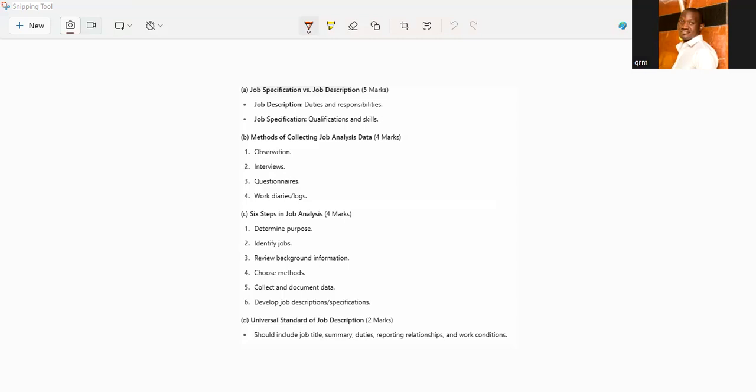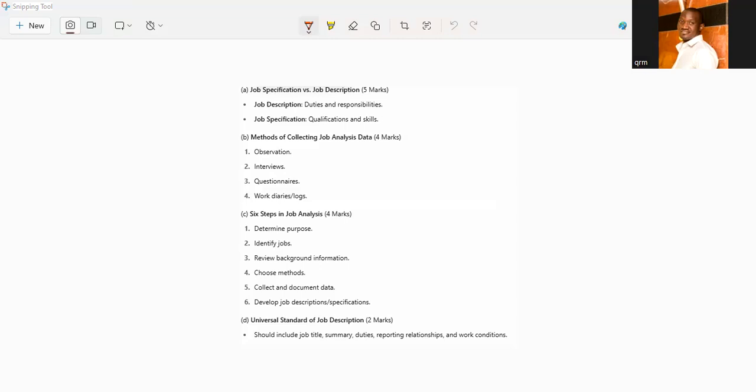All right. Then we also have work diaries or work logs. Here, employees are asked to maintain a log of their daily activities over a period of time. So this method will provide a time-bound record of tasks. It will reveal the true scope of the job. It includes the infrequent but important tasks. So I've used this one. I use it a lot.